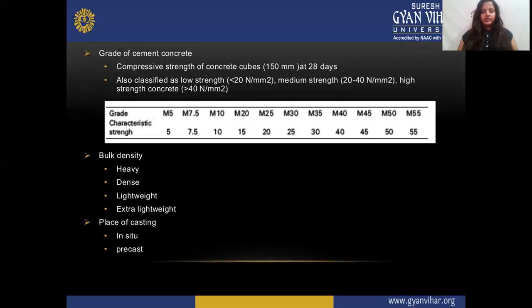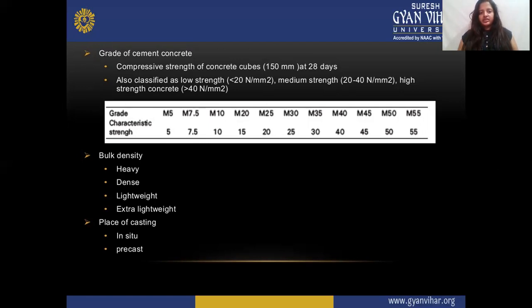The grade of concrete is understood by the compressive strength of the concrete cubes, that is 150 mm cubes at 28 days. Concrete is also classified as low strength, which is less than 20 Newton per mm square. Medium strength is considered to be 20 to 40 Newton per mm square, and high strength concrete is considered above 40 Newton per mm square.